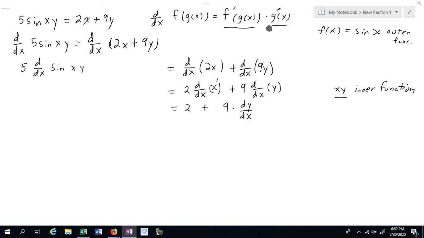Okay, and so the first thing we have to do here is find f prime of x. The derivative of sine is cosine. And then we have to take that derivative and evaluate it at the inner function, because g of x is the inner function, and in this case our inner function is xy. So we take the derivative of f and evaluate it at xy, and of course, when you evaluate cosine of x at xy, you just get cosine of xy. And this is called your outer derivative.